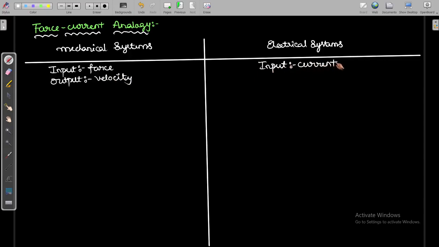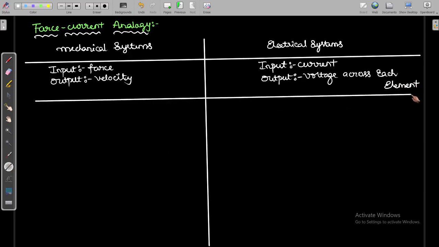Because of the current flowing through all the elements, you can observe the output will be the voltage across each element. So this is the input and output given for the electrical systems and mechanical systems. Now we will consider all the different elements in mechanical systems as well as the electrical systems.